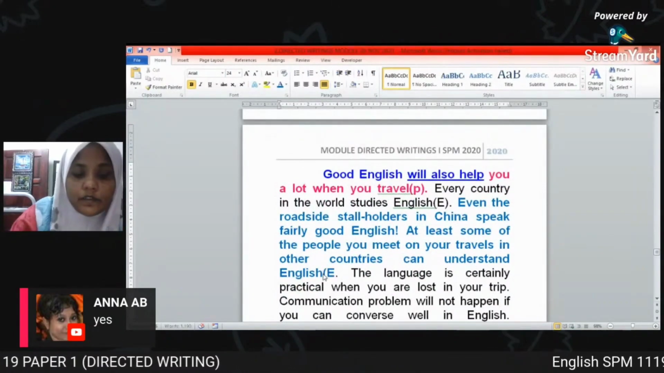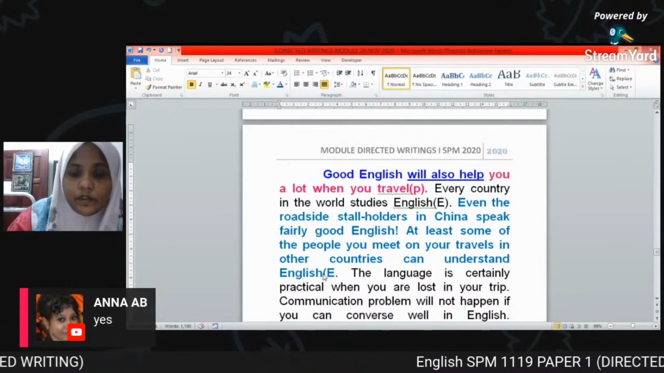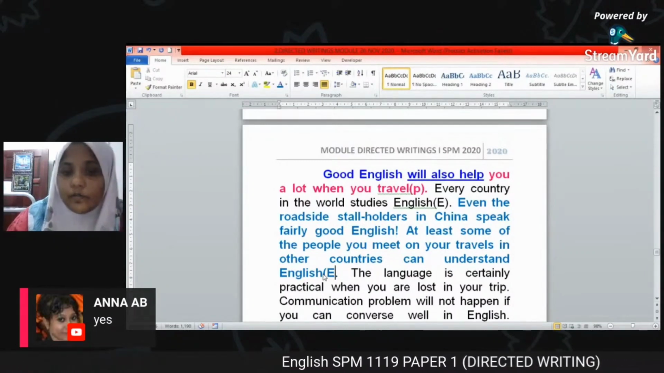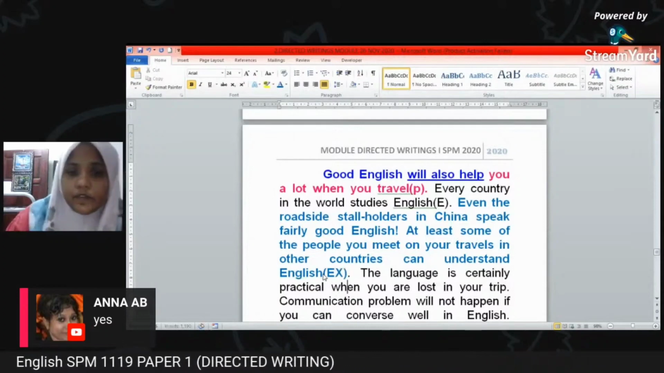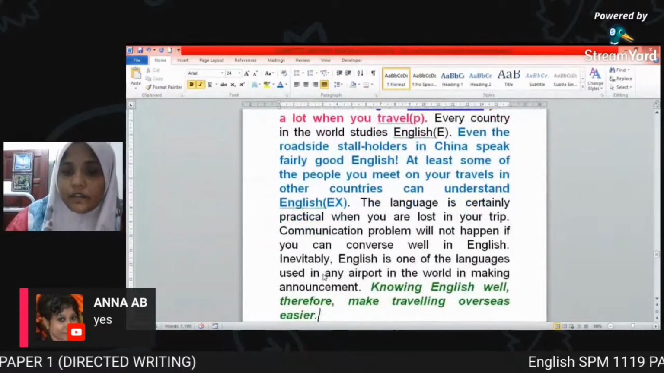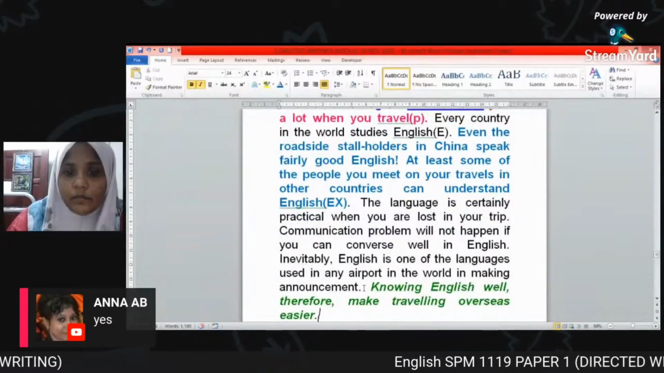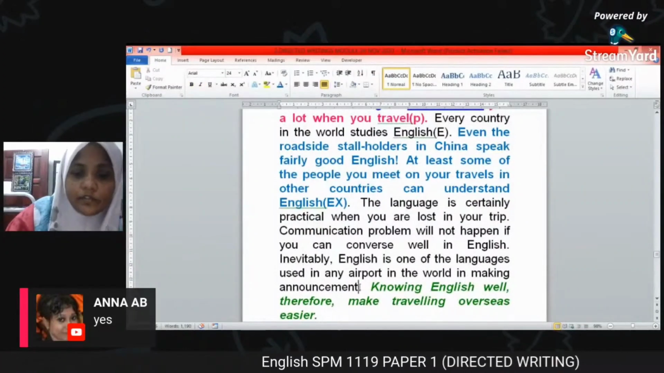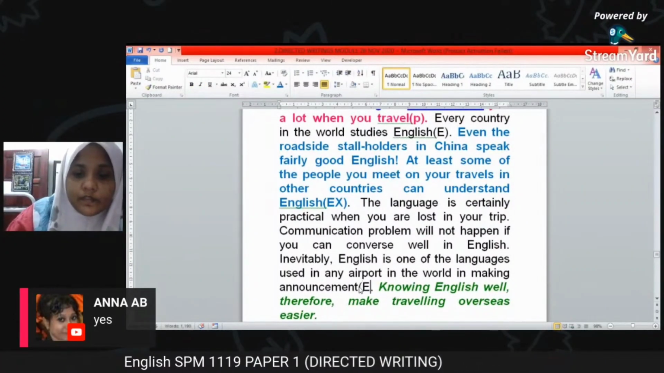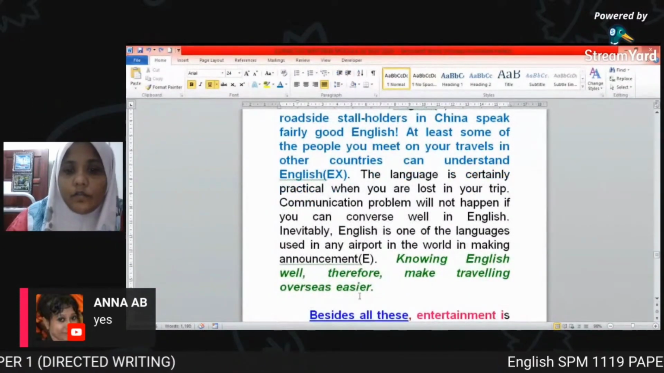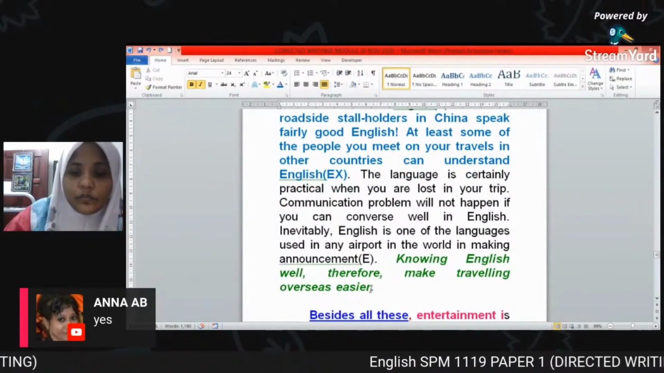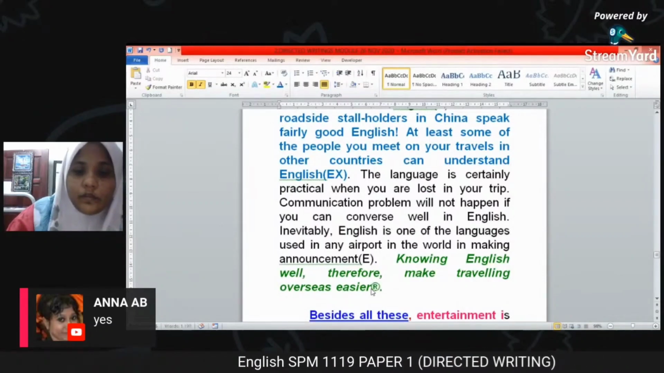That will be examples. Sorry, what is it, light blue? Example: language is certainly practical. Okay, the one in black is elaboration. Knowing English, therefore, makes traveling easier. So, relate to the question.